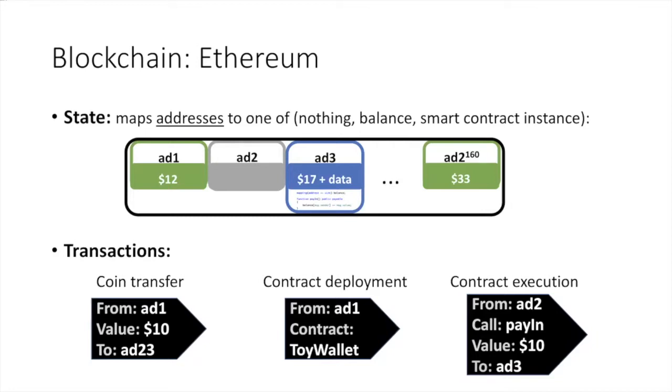A blockchain like Ethereum also has some transactions that you can issue. As I mentioned before, the most basic one is a coin transfer transaction where you can just move some coins from one address to another one. But here we'll be mostly interested in transactions that interact with smart contracts. And here we are showing two transactions. One is contract deployment, where you can create a new contract in the blockchain, and another is contract execution, where we can actually run some smart contract code.